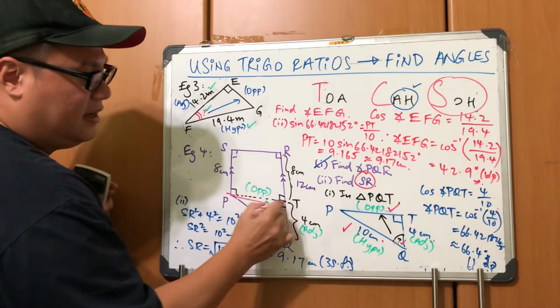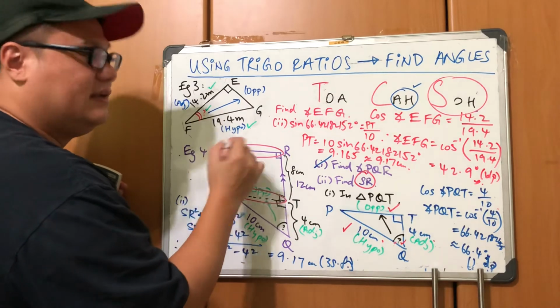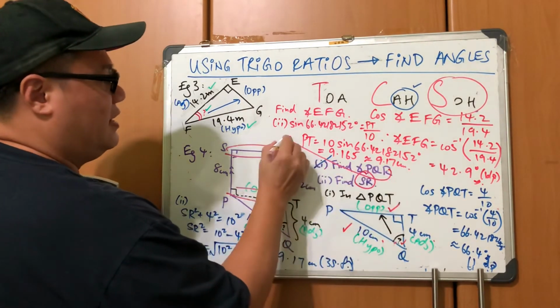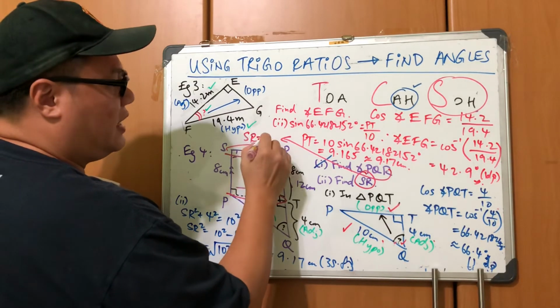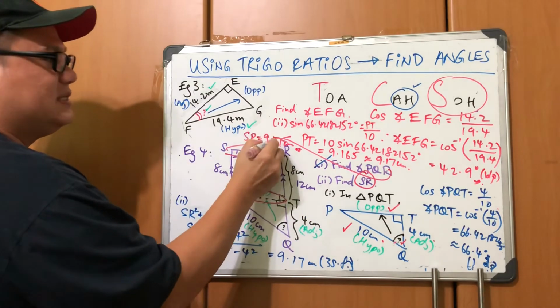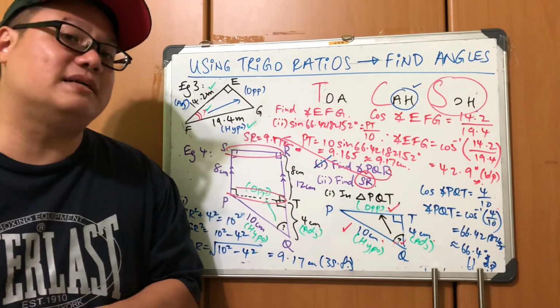Since PT is the same as SR, therefore SR is equals to 9.17 cm. Exactly the same. Okay, 9.17 cm. I hope my examples are clear enough to help.